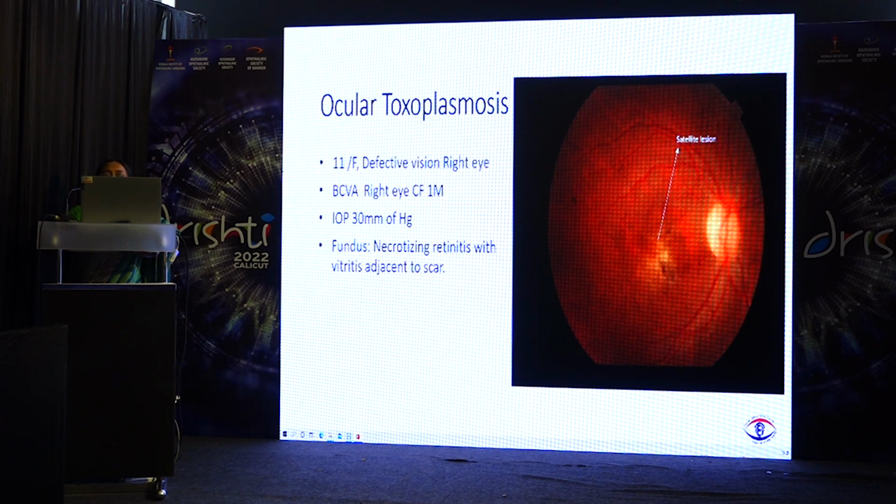This is a fundus picture of an 11-year-old female who came to us with defective vision, and you can see the necrotizing retinitis adjacent to the scar. Here the IOP is raised. In toxoplasma, sometimes the IOP will be raised and it may be associated with pigmented KPs also. Serology is not at all important. The diagnosis is mainly clinical.